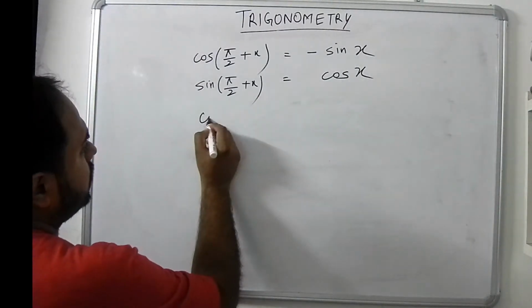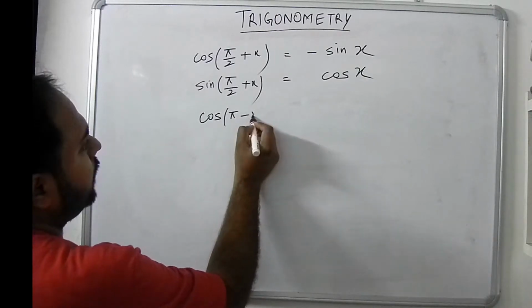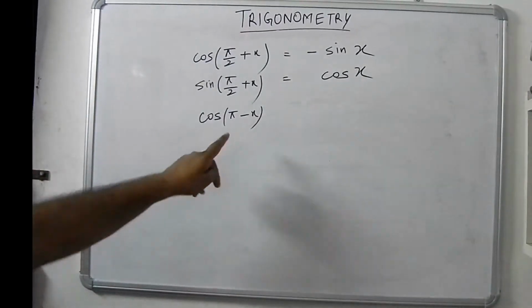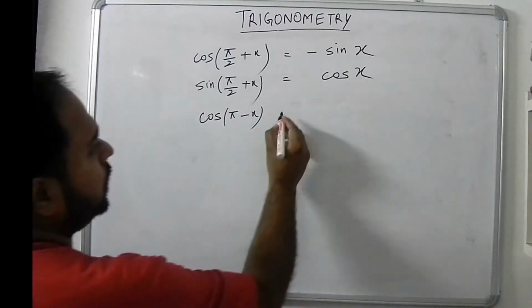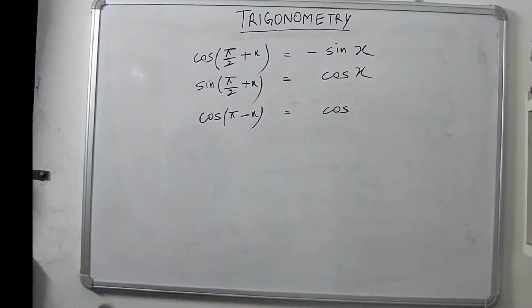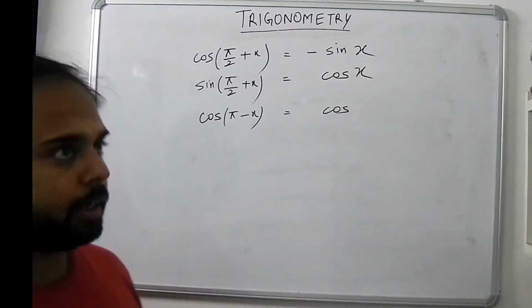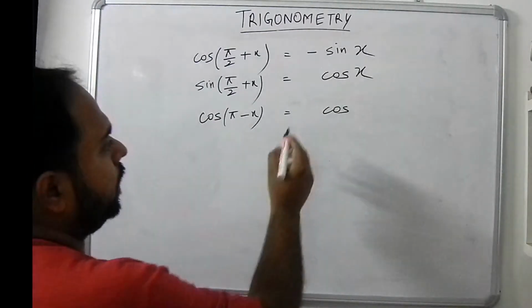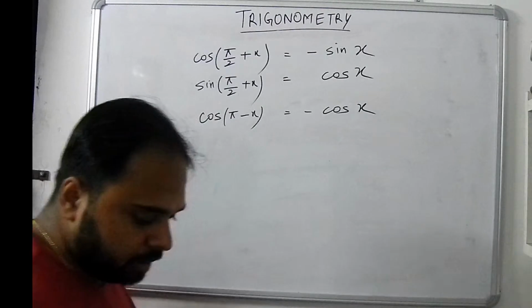Cos of pi minus x. Now I said when it is pi plus or minus something, the function does not change. So it's going to be cos again, right? Now pi minus: pi is 180, and I am subtracting something, so I am falling in the second quadrant. Cos is negative in the second quadrant. It's going to be minus cos x.